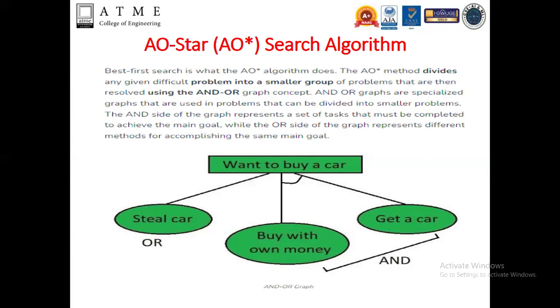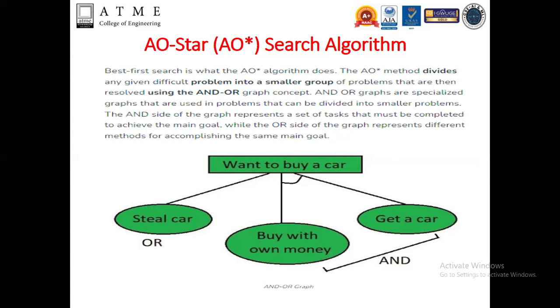What exactly does it do? It will divide any given difficult problem into a smaller group of problems that are then resolved using the AND-OR graph concept. AND-OR graphs are specialized graphs that are used in problems that can be divided into smaller problems. The AND side of the graph represents a set of tasks that must be completed to achieve the main goal, while the OR side of the graph represents the different methods for accomplishing the same main goal.